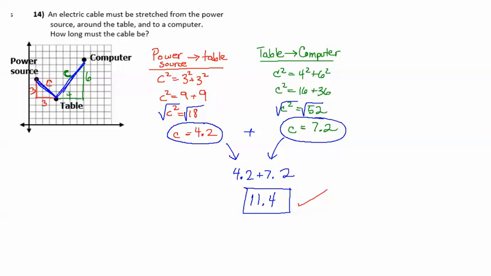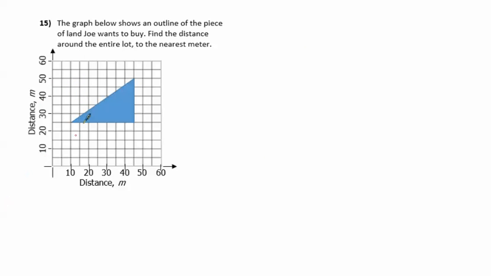In the next problem, they're saying the graph below shows an outline of a piece of land Joe wants to buy. Find the distance around the entire lot to the nearest meter. So here they're asking you to round whatever decimal answer you get to the nearest whole number. So that's important to keep in mind.